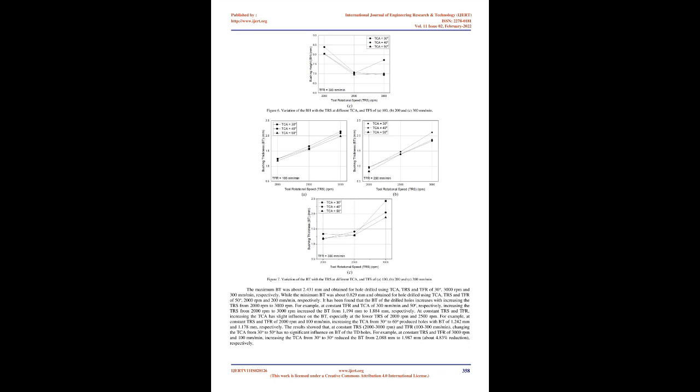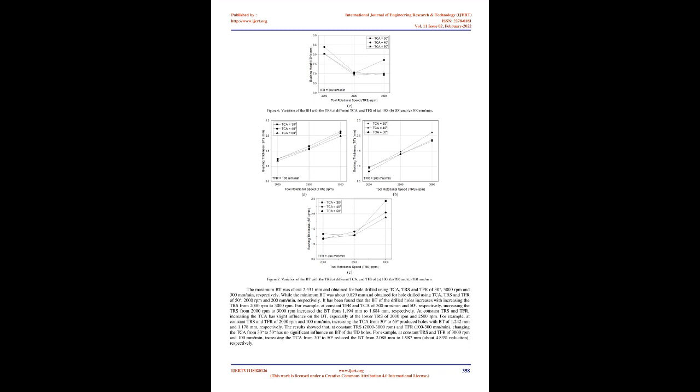At TFR of 100 mm/min and constant TRS, the holes drilled using a tool with 30 exhibited larger HD when compared with holes drilled using tools with 40 and 50. The reduction of the HD with increasing the TRS was also observed for those holes drilled using constant TFR of 300 mm/min and the tools having different TCA, see Fig 5c.